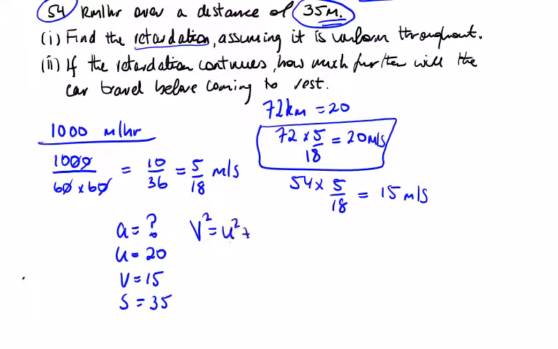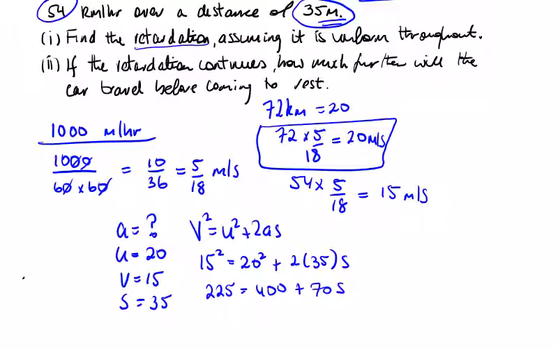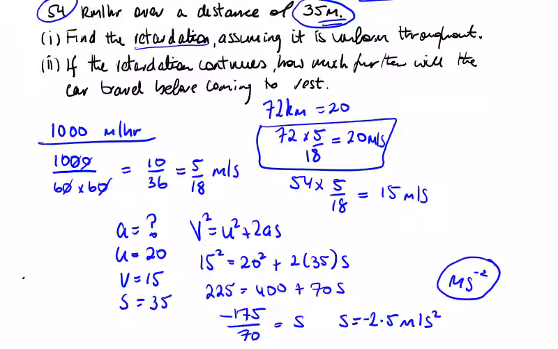v squared is equal to u squared plus 2as. So looking for a, 15 squared is equal to 20 squared plus twice 35 times a. So 225 is equal to 400 plus 70a. So minus 175 divided by 70 is equal to a, and 70 into 175 is 2.5. So a is equal to minus 2.5 meters per second squared, or ms to the minus 2.